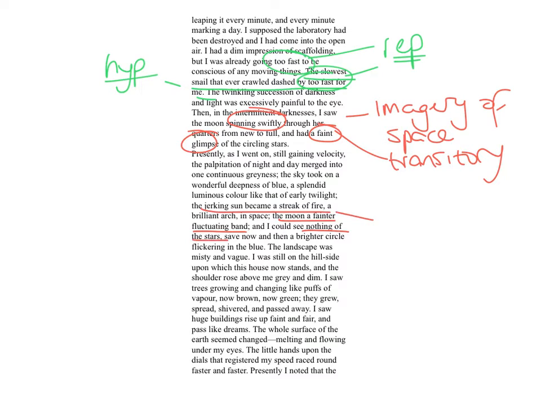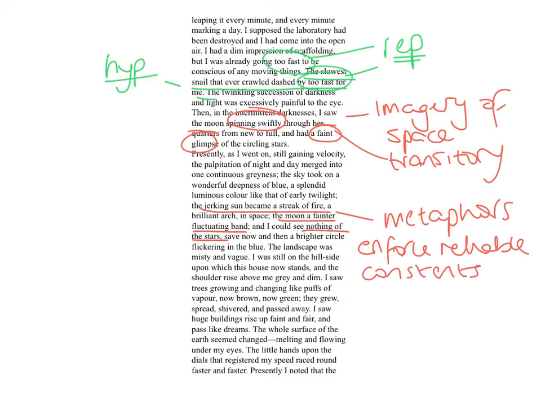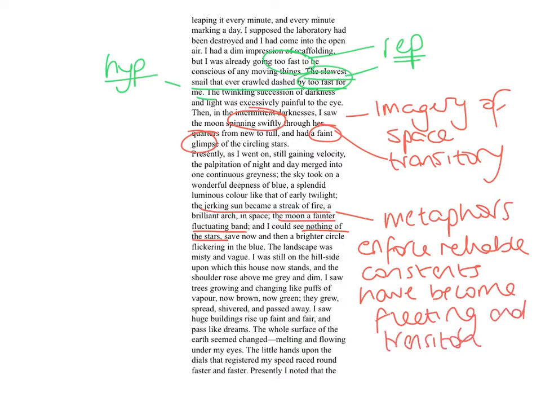So the first two are metaphors, the sun as a streak of fire and the moon as a fluctuating band. And those metaphors enforce that these reliable constants, the sun, the moon and the stars, which are always there, have become fleeting. They quickly vanish, fleeting and transitory due to time travel. Time travel has done these things to the constants in our universe. It's made them unreliable. That sense is further enforced as we read on.